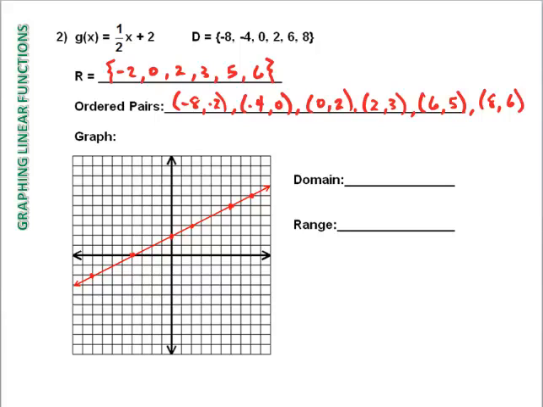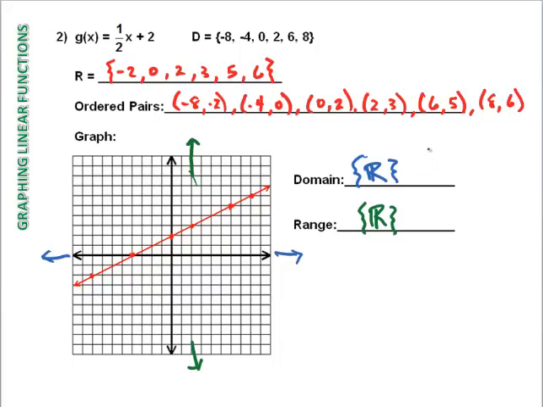Now notice this line goes forever to the left, and it goes forever to the right. So our domain is going to be negative infinity is less than x is less than positive infinity, or we could just say all real numbers. And the range, it goes forever up. I'm sorry, it goes forever down. I'm going to look bottom to top first. It goes forever up, so it's going to be all real numbers also. And again, you could have listed it as negative infinity is less than y is less than positive infinity, but just to write it with all real numbers is the very best way to do that.